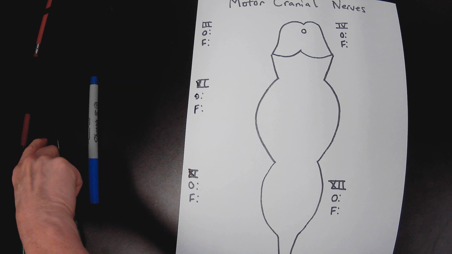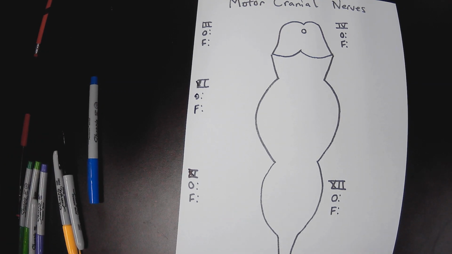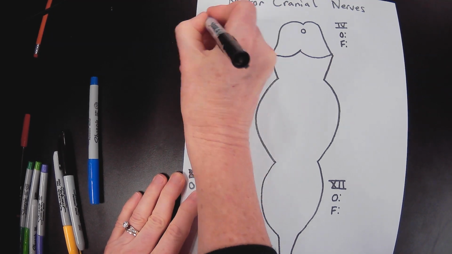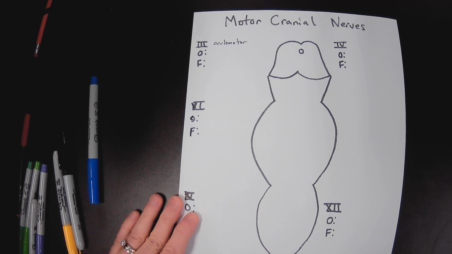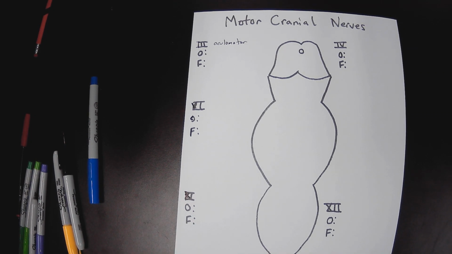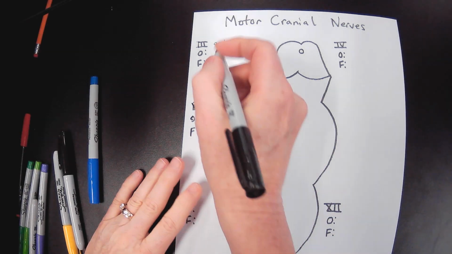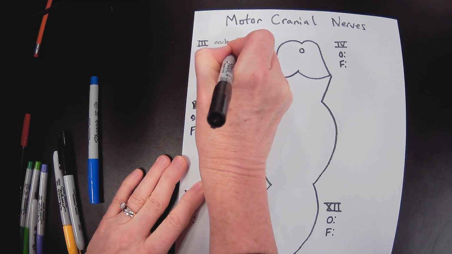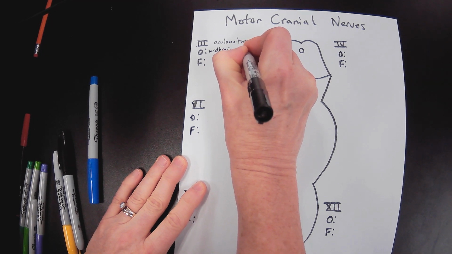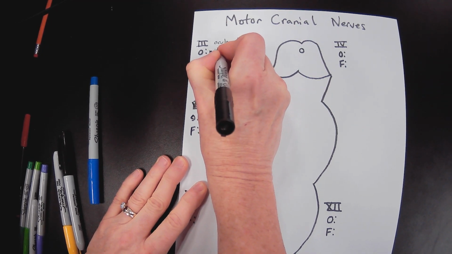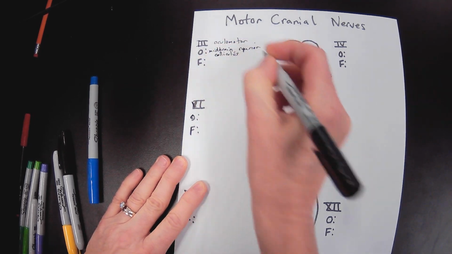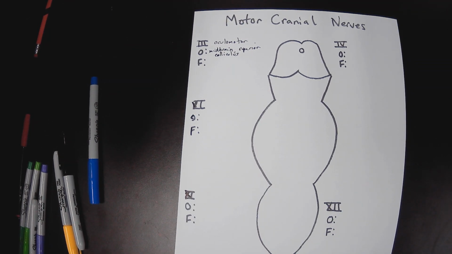Okay, cranial nerve number 3. Which one's that? Oculomotor. Does anybody remember where it originates? Superior colliculus. Perfect. It originates in the midbrain at the level of the superior colliculus.